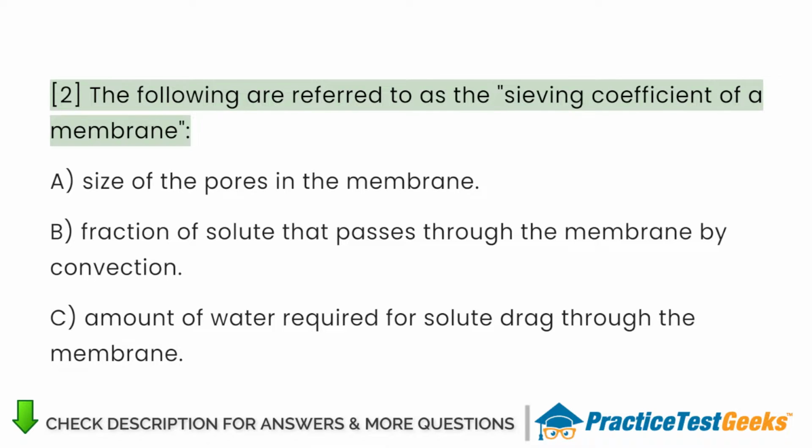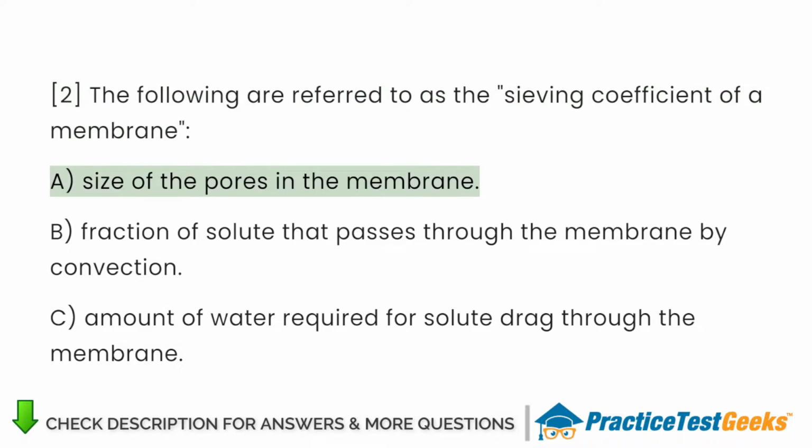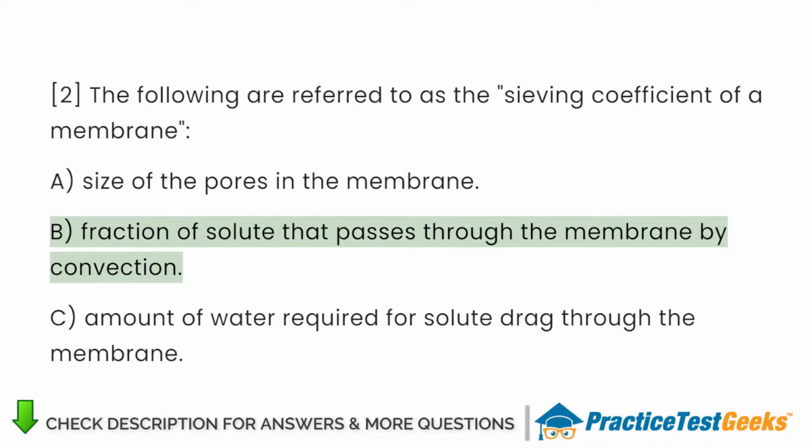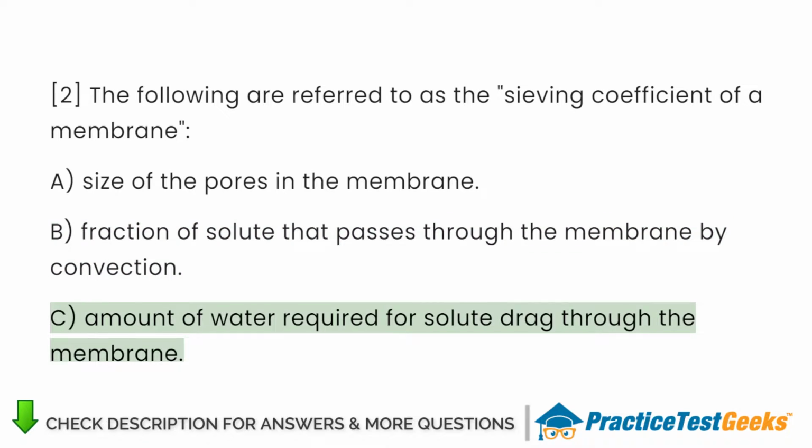The following are referred to as the sieving coefficient of a membrane. A. Size of the pores in the membrane. B. Fraction of solute that passes through the membrane by convection. C. Amount of water required for solute drag through the membrane.